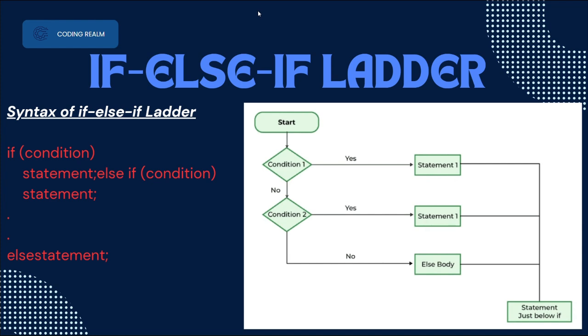if-else-if ladder. We start with the if, we put the condition and we have a statement. We have also else if, a new condition and a statement, and else we have a statement. Like here we start, we have a first condition. If it is true, statement 1 is executed. If condition 1 is false, we go to condition 2. If condition 2 is true, statement 2 is executed. If it is not true, we go to the else statement. This is how the if-else-if ladder works.